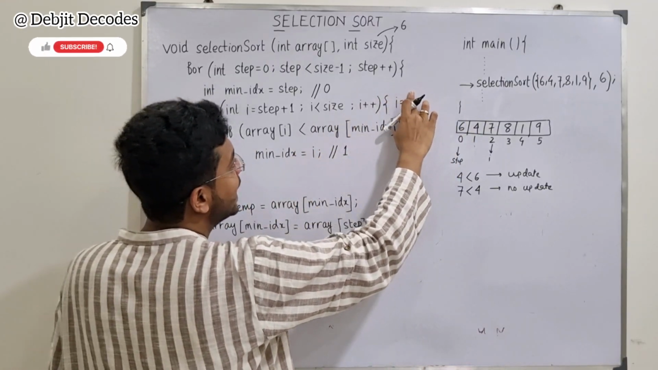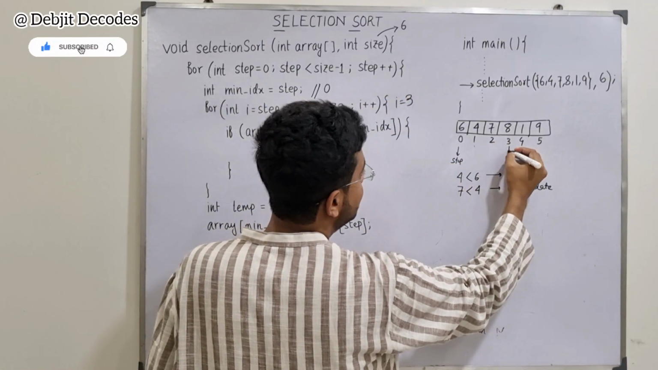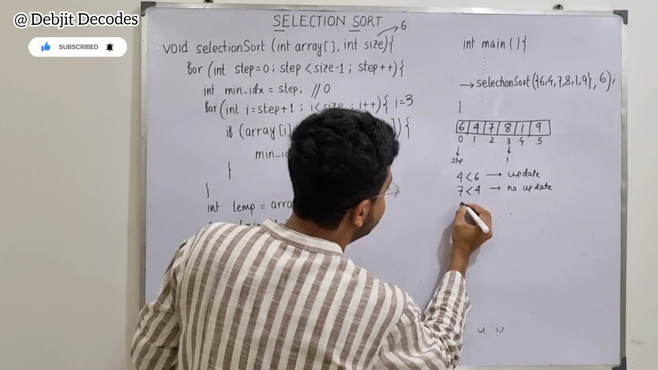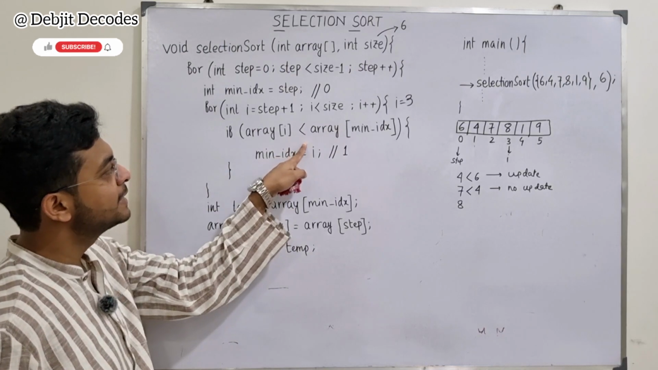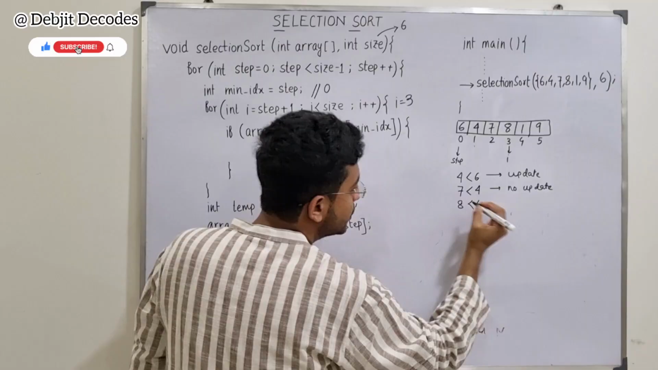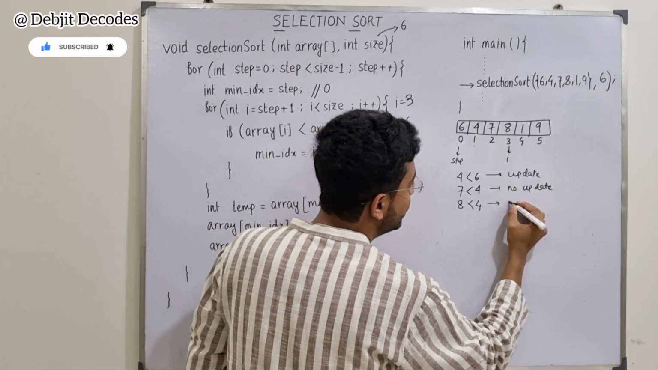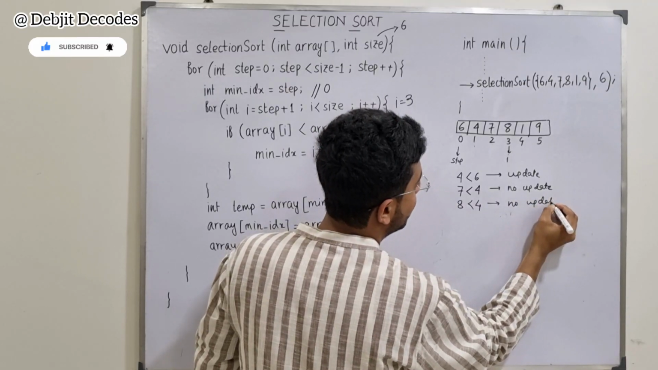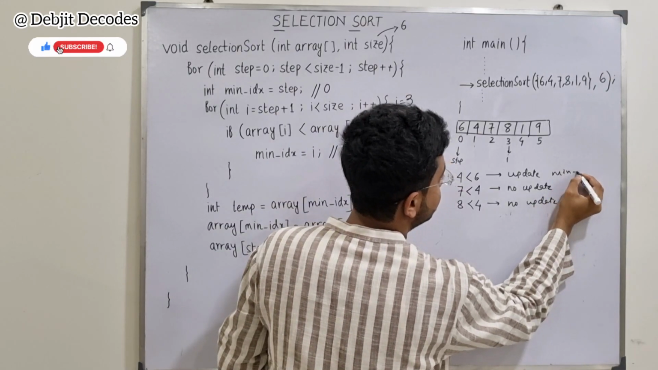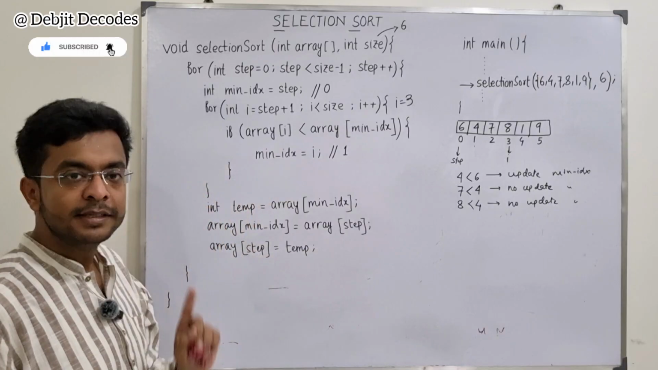Now it goes back and it becomes i equals 3. So i comes here, right? Now it checks if array of i, what is array of i? 8. If array of i is less than array of min index. So who is at min index? Min index is 1 and it is 4. So again, this condition is not satisfied, so it will not go inside this if. So there is no need to update the min index, because it is not going inside this if, right?